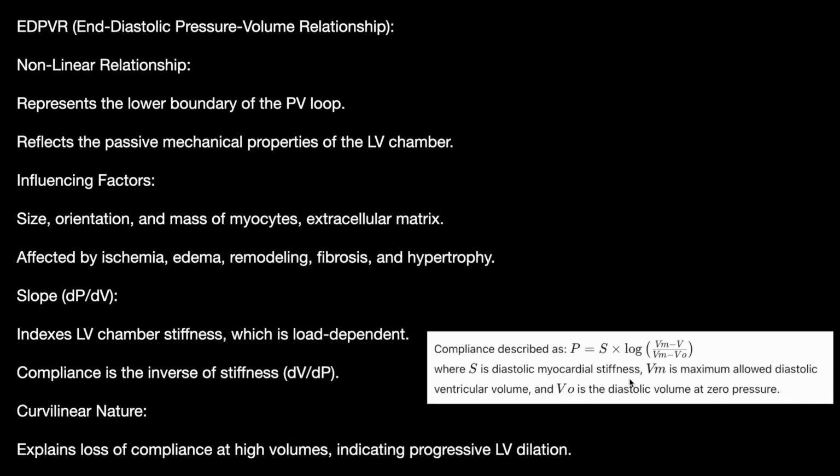So the compliance is described by this formula, where S is the diastolic myocardial stiffness, Vm is the maximum allowed diastolic ventricular volume, and V0 is the diastolic volume at zero pressure. So if we use this formula, we can get what is called the compliance. Then we have the work done.